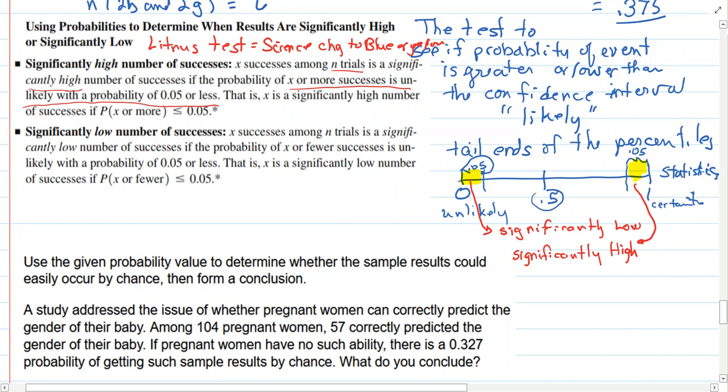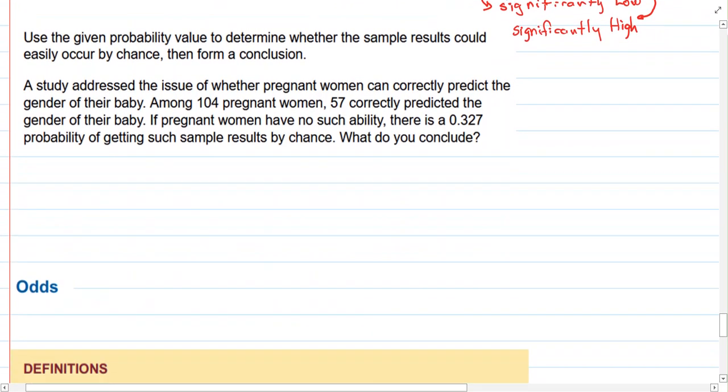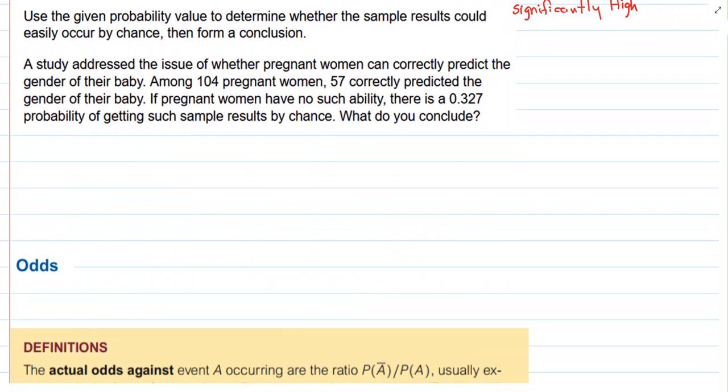Pardon me. Significantly low number of successes: X successes among the N trials is a significantly low number of successes if the probability of X or fewer successes is unlikely, with a probability of 5% or less. Again, that is a significantly low number for it to occur. So let's use it and make sense of determining one or the other.